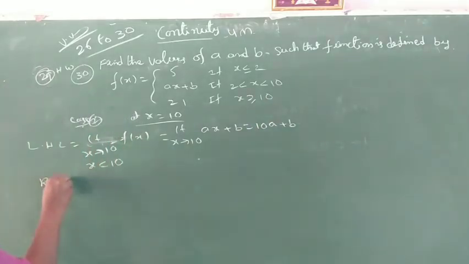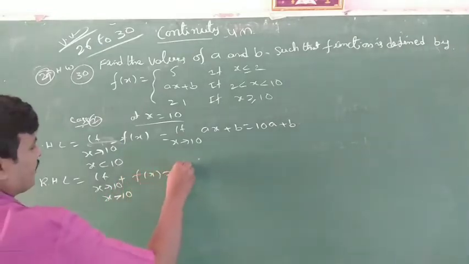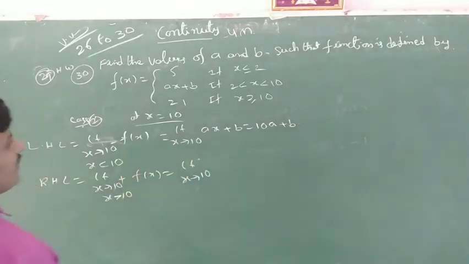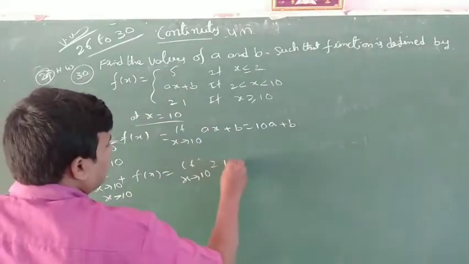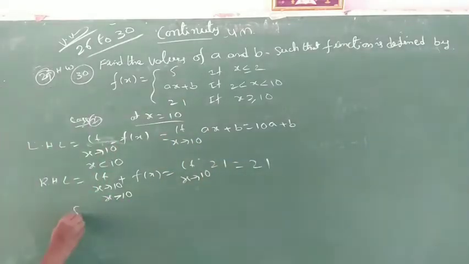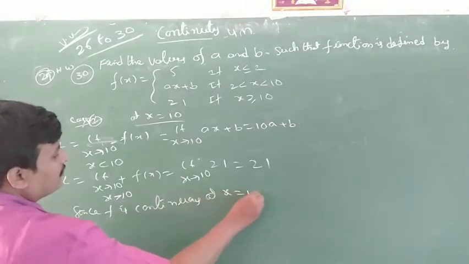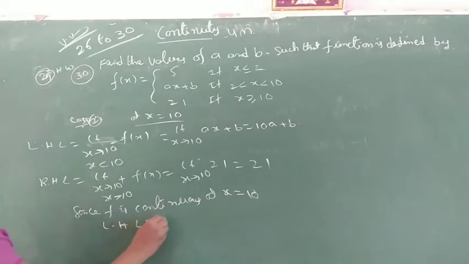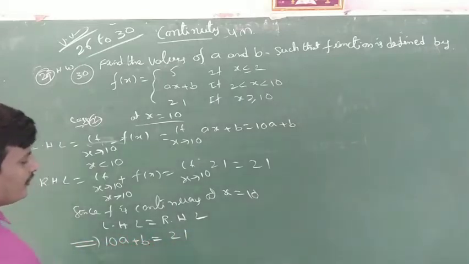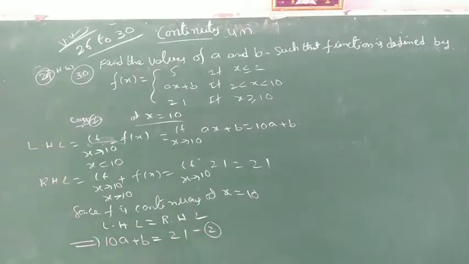Next, RHL is equal to the limit as x tends to 10 plus. 10 plus means greater than 10. For x greater than 10, which function? 21. The limit of 21 is equal to 21. Since f is continuous at x equal to 10, LHL is equal to RHL. So 10a plus b is equal to 21. This is equation number 2.